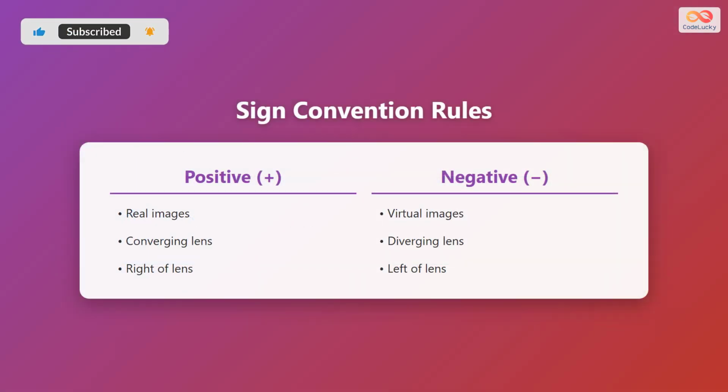To use the lens equation correctly, we must follow sign conventions. Positive values are used for real images, converging lenses, and positions to the right of the lens. Negative values are used for virtual images, diverging lenses, and positions to the left of the lens. These rules ensure consistency and help us interpret our calculated results correctly.